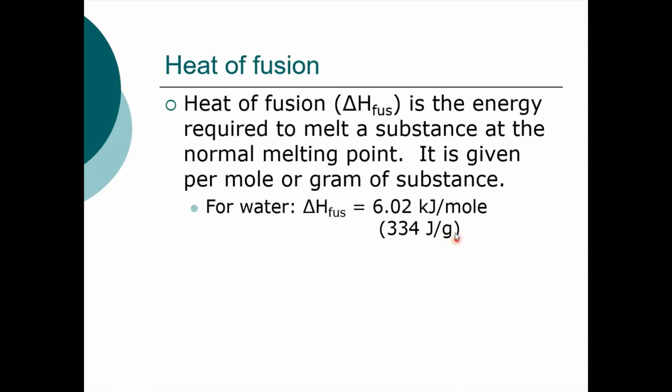If you have 1 gram of water, the heat of fusion in terms of joules per gram is 334 joules per gram. One thing to note, this is kilojoules. So this is thousands of joules, 6,020 joules per mole. This is 334 joules per gram. This number is about 18 times bigger than this one because, once again, water is 18 grams per mole.